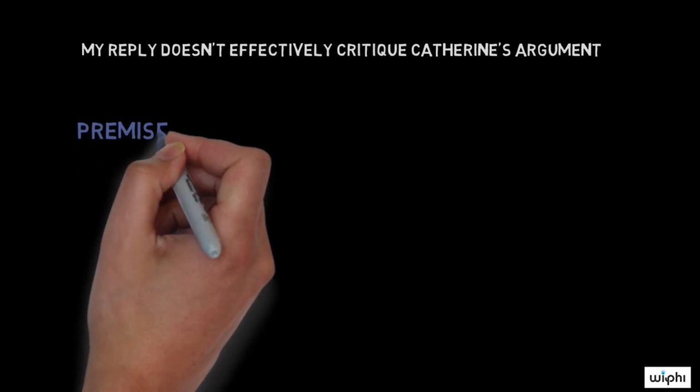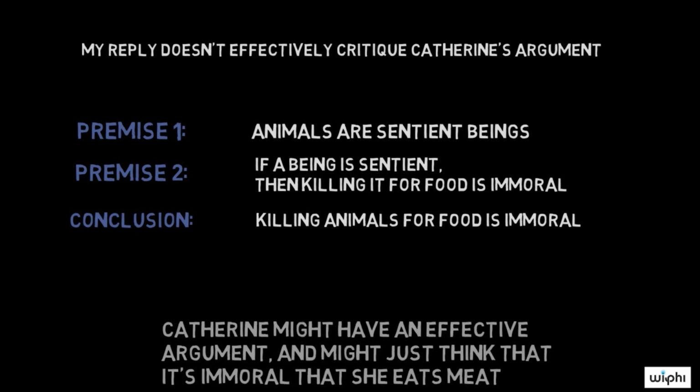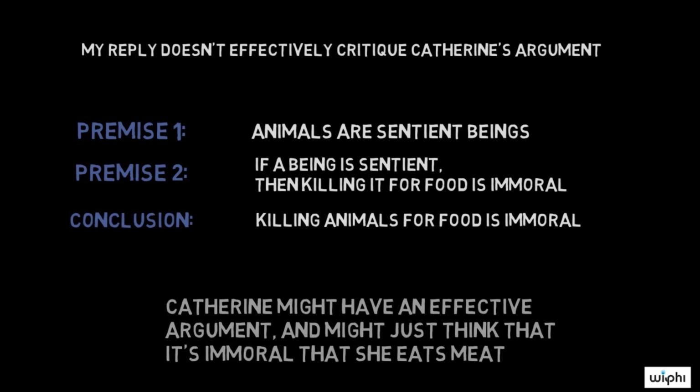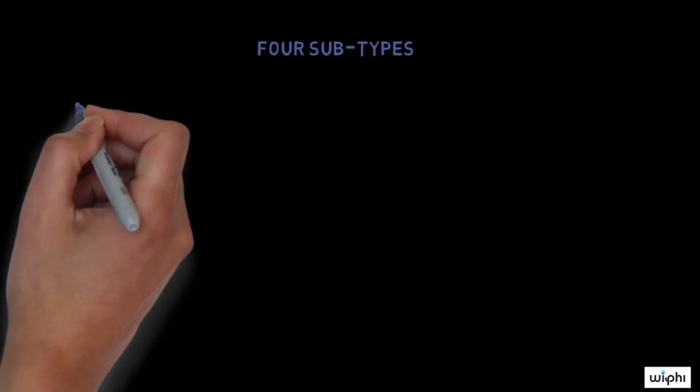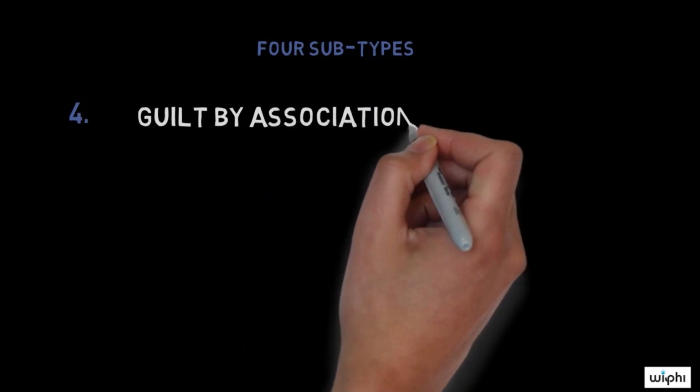But again, my reply doesn't effectively critique Catherine's argument. I've not even mentioned any problems with the premises or the conclusion at hand. So despite her purported hypocrisy, Catherine might have an effective argument and just think that it's immoral that she eats meat. The last type of ad hominem fallacy is the guilt by association type.